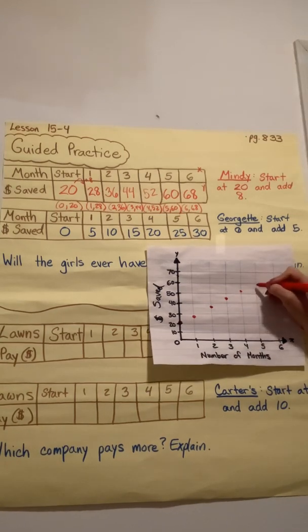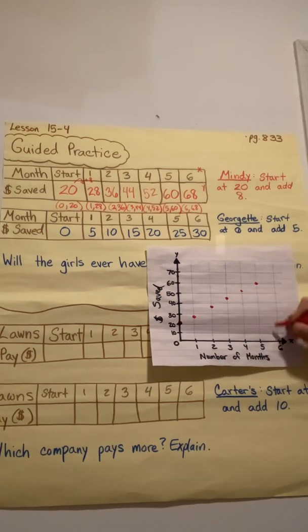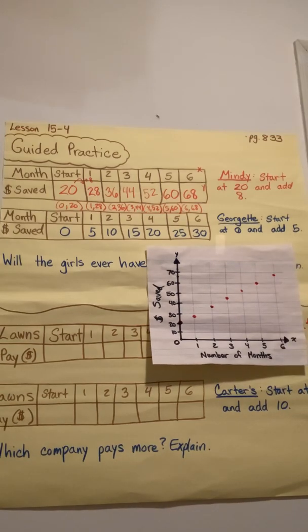5 months would be exactly at 60. That one's nice and easy. And then 6 months would be at 68. Okay, so there's Mindy's pattern.